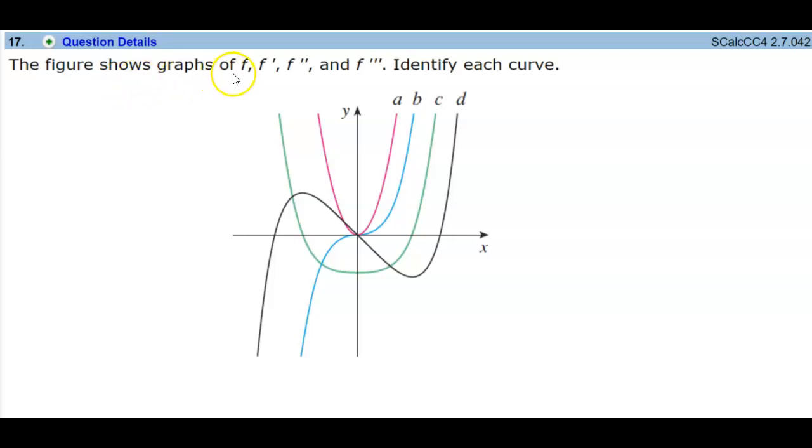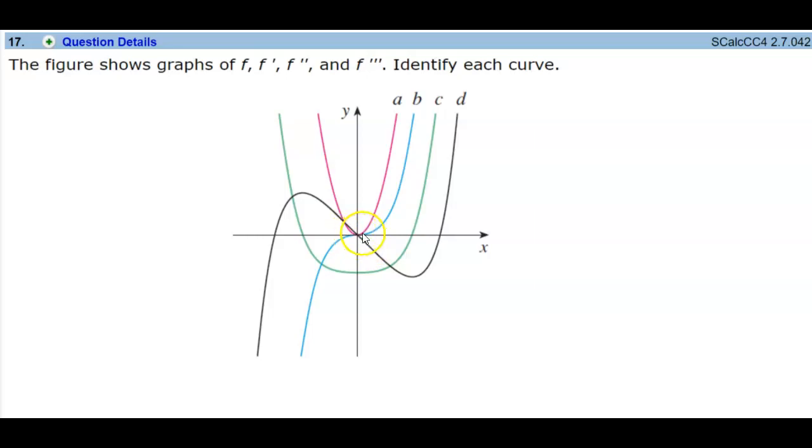The figure shows the graphs of the function f, the first derivative f prime, the second derivative f double prime, and the third derivative, which is f triple prime, and we want to be able to identify each curve. So if you take a look here, let's take a look at where the x-intercepts lie. Take a look at the horizontal tangents.